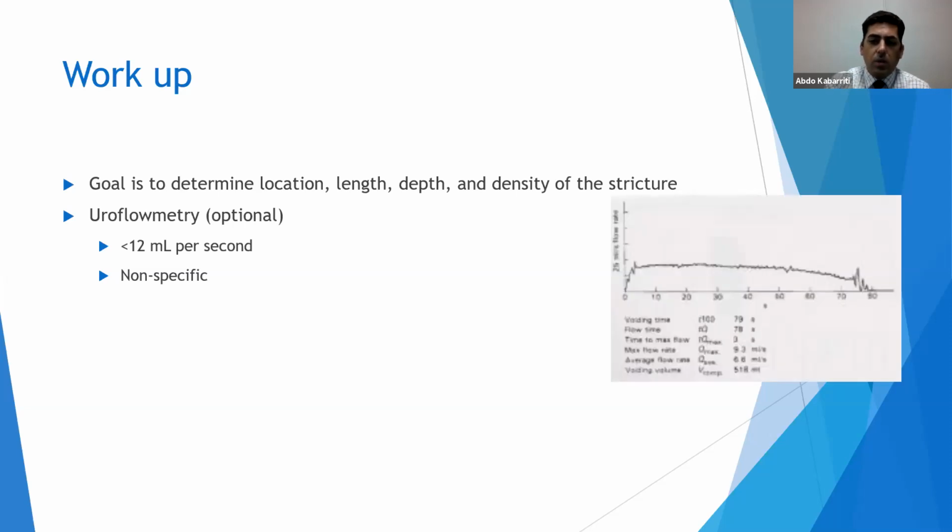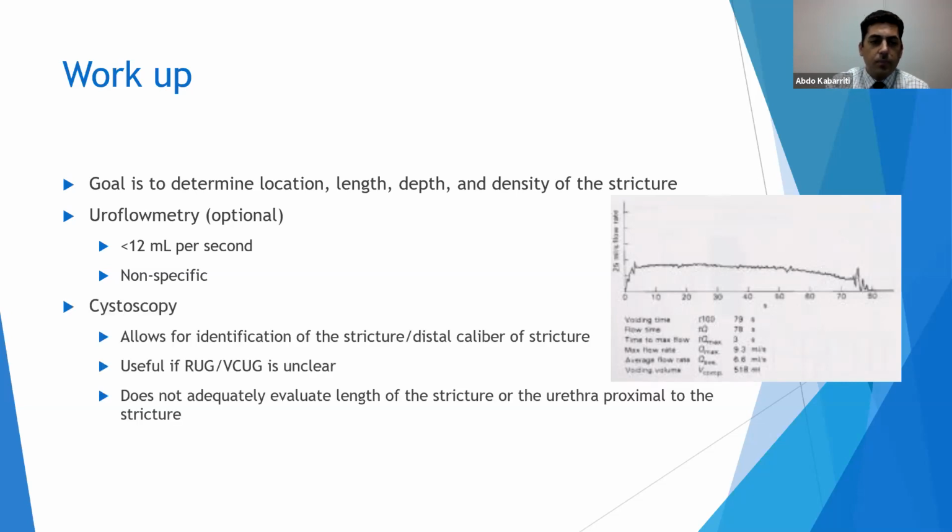Here's just a Uroflow demonstrating that flat line that you often get with the urethral stricture, where once the flow reaches that peak velocity, the patient is unable to go above that. And this is typical of what you would see with the urethral stricture.